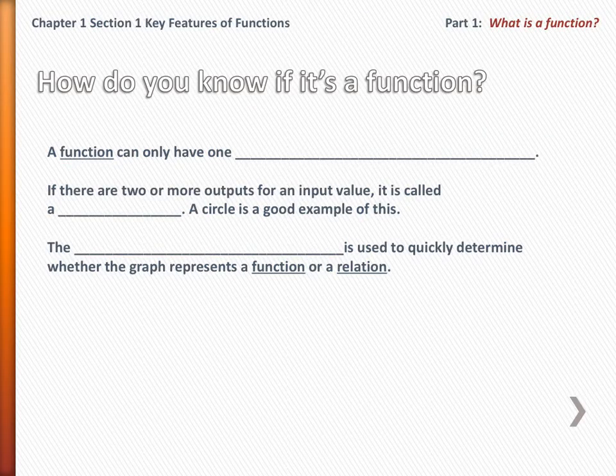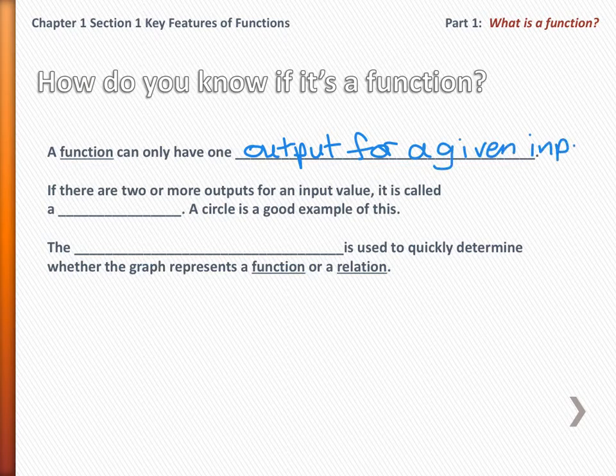Not all equations or rules are going to be a function. So a function can only have one output for a given input. If there happens to be an equation that results in two or more outputs for an input, that's called a relation. So that would not be a function. And a circle is a good example of what a relation would look like.